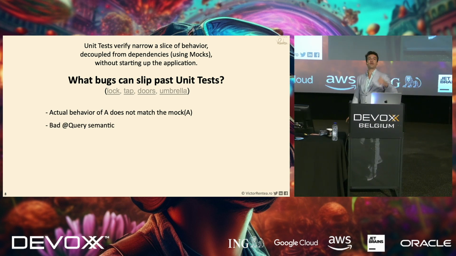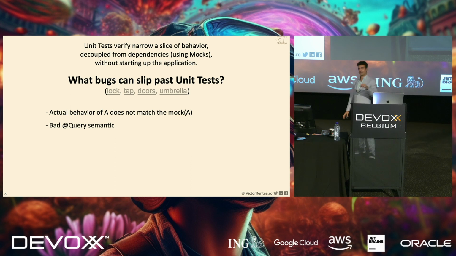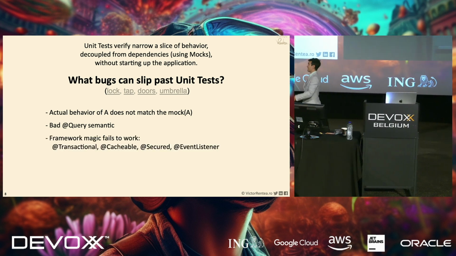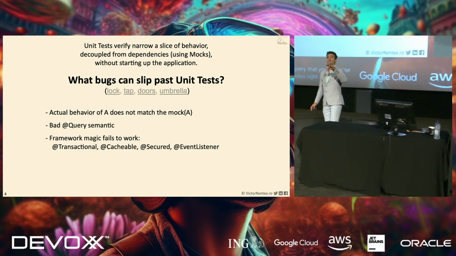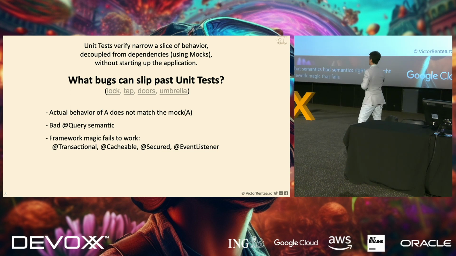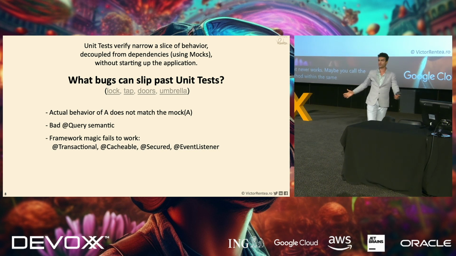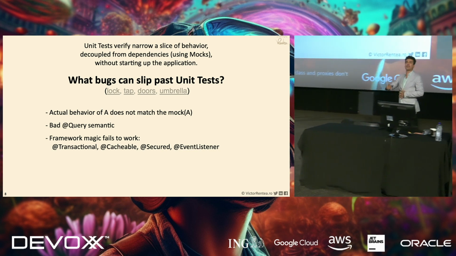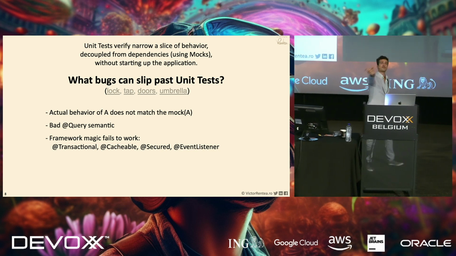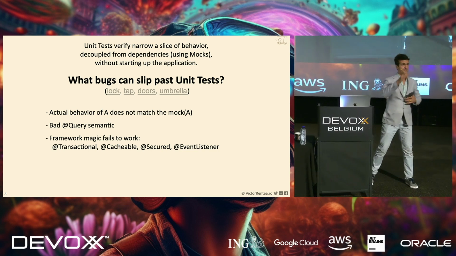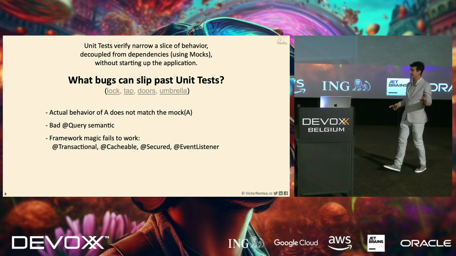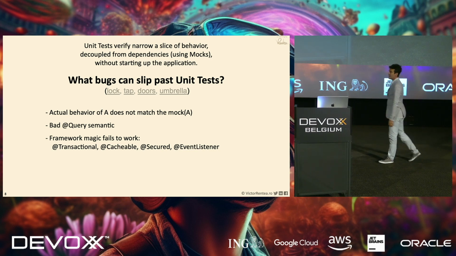You might have a query that you mistype. Not bad syntax, but bad semantics, right? You might have some framework magic that fails to work. For example, some security that never works. Maybe you call the transactional method within the same class and proxies don't work. Perhaps you've placed the Cacheable annotation, but then the cache key is wrong. All of these are incidents in my customers. I've seen problems like this in the groups I have, right?